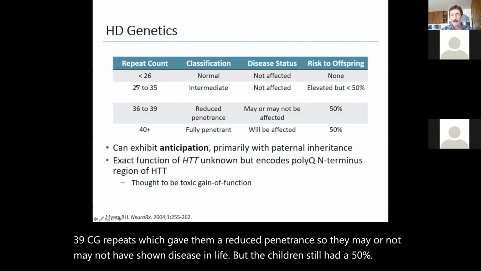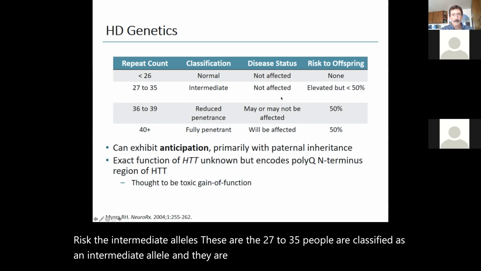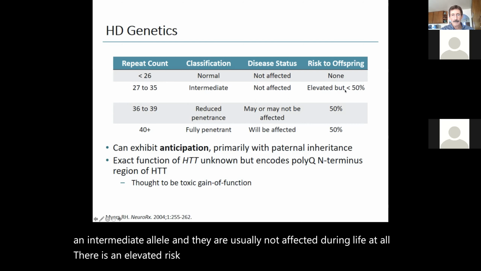The intermediate alleles, these are the 27 to 35. People are classified as an intermediate allele, and they are usually not affected during life at all. There is an elevated risk to offspring, but it probably is less than 50%.